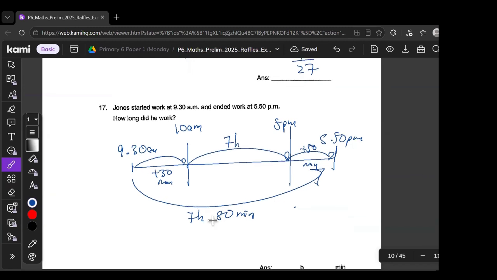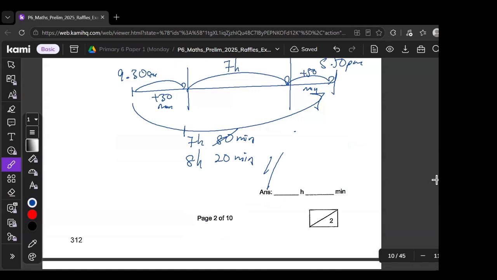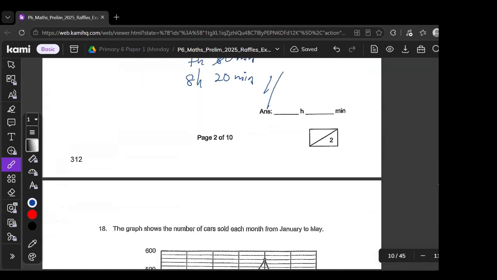You need to take out 60 minutes, then become 20 minutes left, and put 60 minutes in, become 1 hour. So you have 8 hours and 20 minutes, which is your answer. Yeah, we did not forget to give you the answer. Okay, question 18.